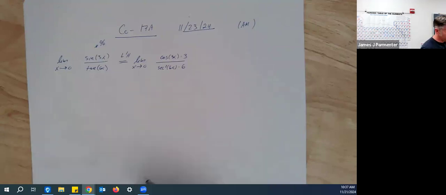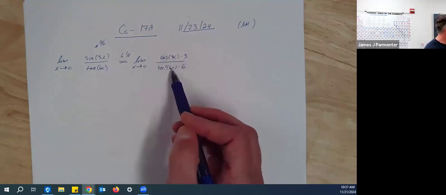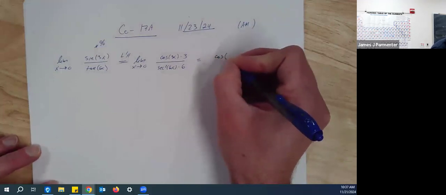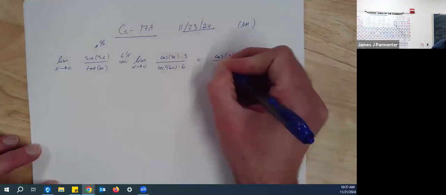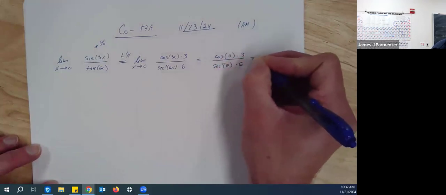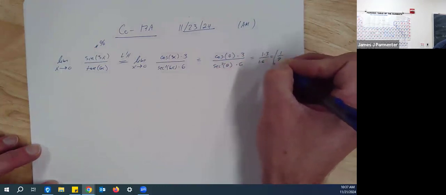So here, if I plug in 0, cosine of 0 is 1, and secant of 0 is also 1. So we can go ahead and straight away say, oh, great, that's going to be cosine of 3 times 0 times 3 over secant squared of 6 times 0 times 6, which is just 1 times 3 over 1 times 6, which is 3 over 6, which is 1/2.